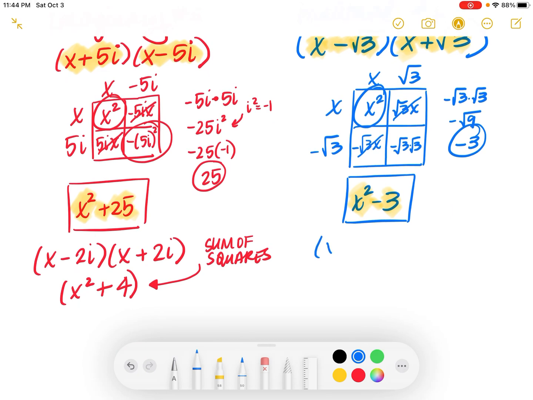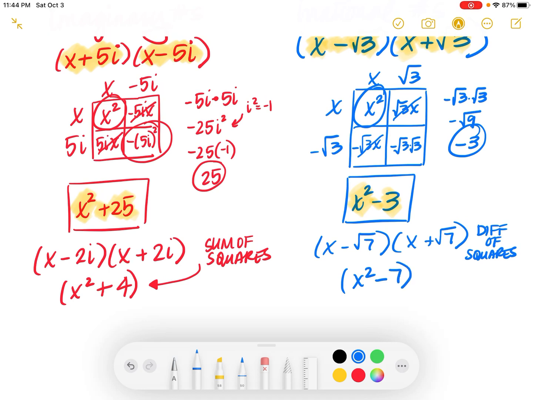If I had x minus radical 7 and x plus radical 7, if I think of this again as a difference of squares, difference meaning subtraction, I could just combine that as x squared, which is the first term squared, minus 7, the second term squared. Again, our difference of squares.